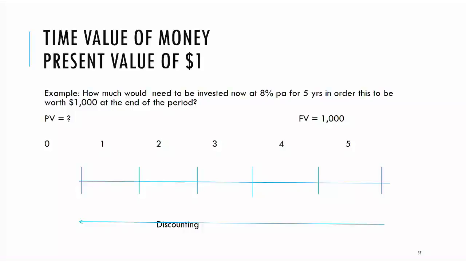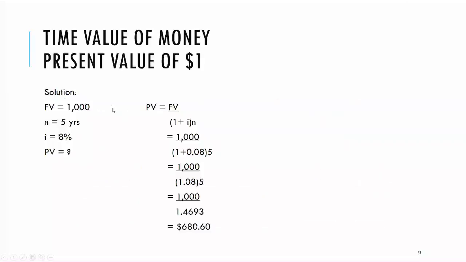How much would need to be invested now at 8% per annum for 5 years in order to be worth $1,000 at the end of the period? So you need a specific amount in future years. You know the interest rate, and you need to calculate how much you need to invest. That's the present value: how much you need to invest today to get a certain amount in the future. You know that amount. How much is that? $1,000. Future value is $1,000, in 5 years' time at the rate of 8%, and how much do you need to invest?